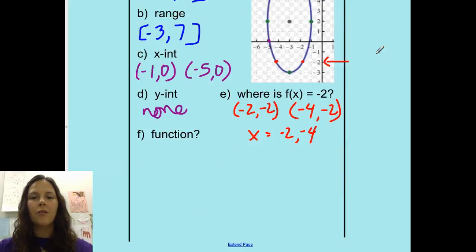And finally, is this graph a function? Hopefully most of you recognized right away that vertical line would hit the graph twice in several different locations, so we do not have a function on this one.